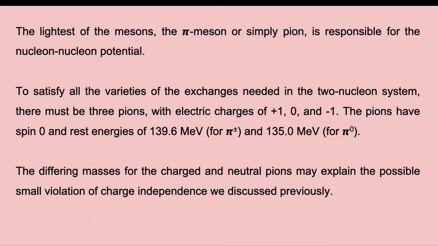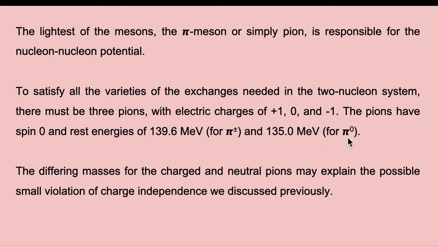And to satisfy all the varieties of the exchanges needed in the two nucleon system, there must be three pions with the electric charges of plus 1, 0 and minus 1. The pions have spin 0 and rest energies of 139.6 MeV and 135.0 MeV. And this 139.6 MeV you can find for pi plus and pi minus. That is why pi plus or minus here. So a pi plus meson or pi plus pion means this is its mass and its charge is plus 1. And for pi minus also the same rest mass energy but charge minus 1, that is, minus 1 times the electronic charge.